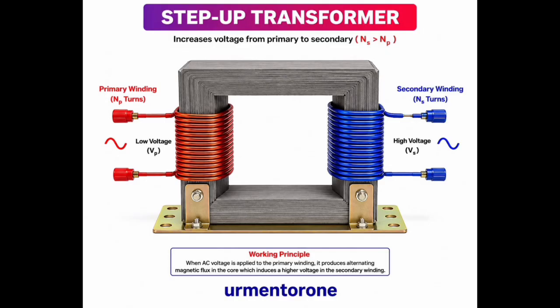First one, step-up transformer. A step-up transformer increases the voltage from the primary side to the secondary side. The secondary winding has more turns of wire than the primary winding. As the voltage is stepped up, the current is simultaneously stepped down to maintain the conservation of energy. It's mainly applicable in power generation stations.